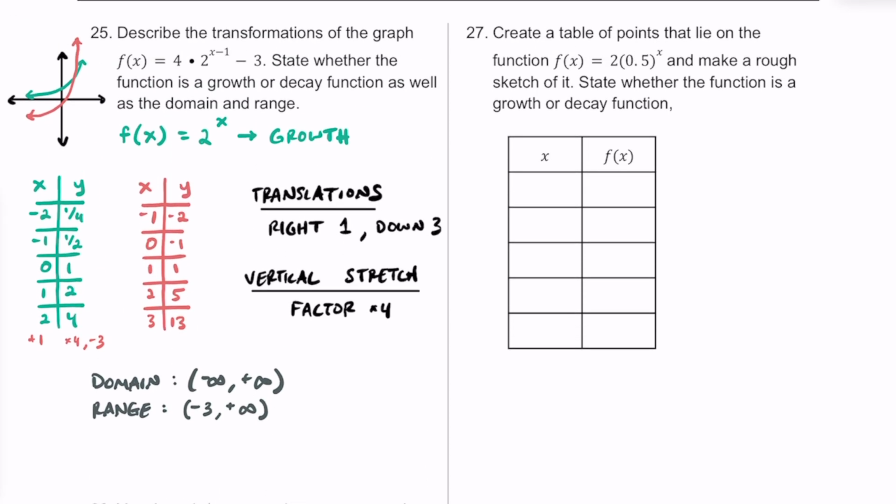In 27, we're going to create a table of points that lie on the function f of x equals 2 times 0.5, or half, raised to the x power, and make a rough sketch of it. State whether the function is a growth or decay function.